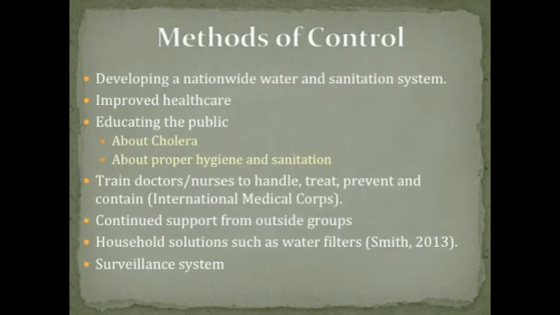Methods of control. Haiti is currently trying to develop a nationwide water and sanitation system, which will certainly take plenty of time to complete. But they're also looking to improve their healthcare system, educate the public about cholera and proper hygiene and sanitation, train doctors, nurses, and other health professionals to handle, treat, prevent, and contain cholera, continued support from outside groups, household solutions such as water filters and water purification tablets, and surveillance systems to monitor the nearby waters in Haiti.